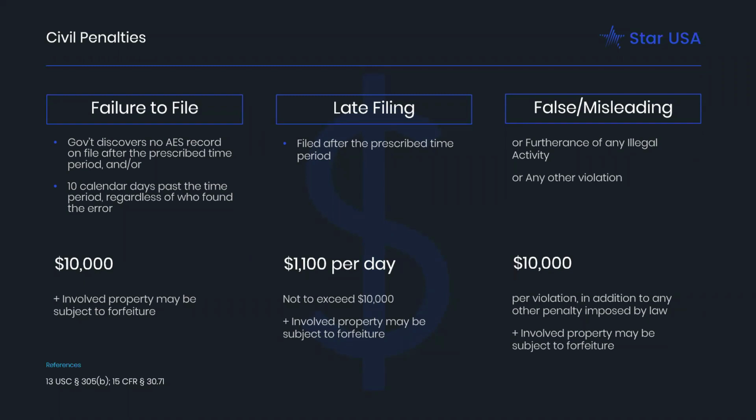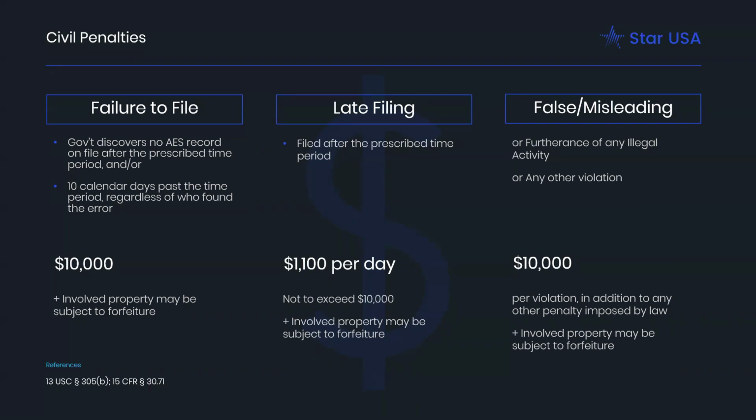You can get penalized for late filing, which is if you file the EEI after the prescribed time period, which goes back to the 1 hour before arrival at the border for truck and rail, 2 hours before the airplane leaving, or 24 hours before getting on the vessel. If the filing happens after that time period, you have up to $1,100 per day, not to exceed $10,000, because then it becomes a failure to file penalty, and involved property may be subject to forfeiture.